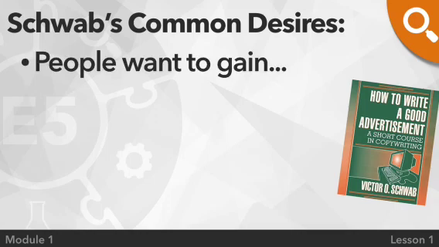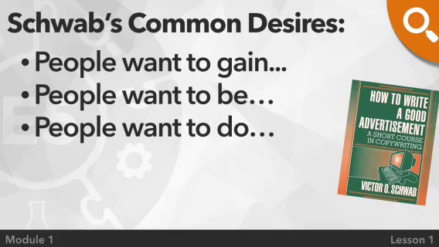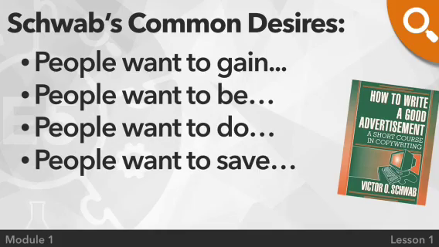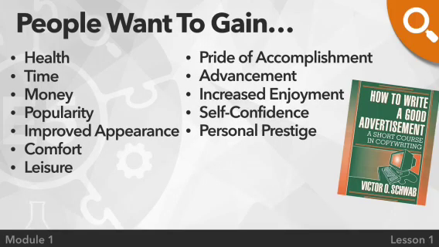There are things that people want to gain. There are things that people want to be. There are things that people want to do. There are things that people want to save. And there are things that people want to avoid. For example, people want to gain health, time, money, popularity, an improved appearance, comfort, leisure, pride of accomplishment, advancement, increased enjoyment, self-confidence, personal prestige.